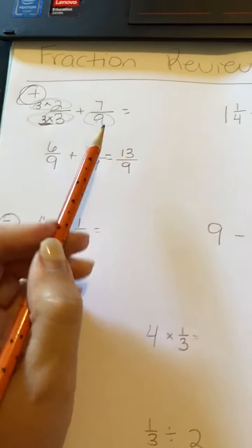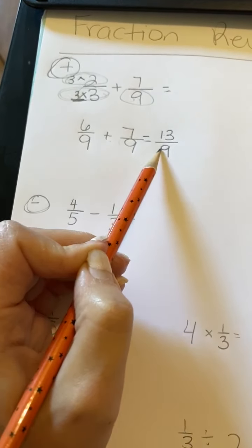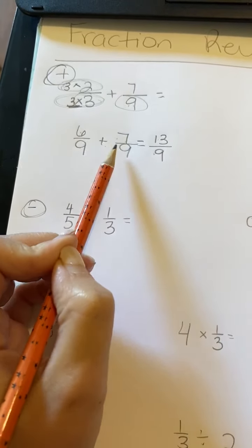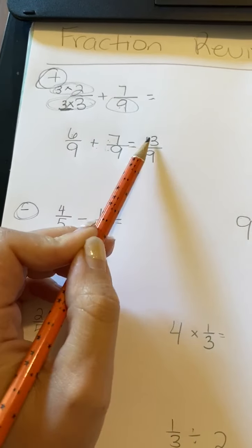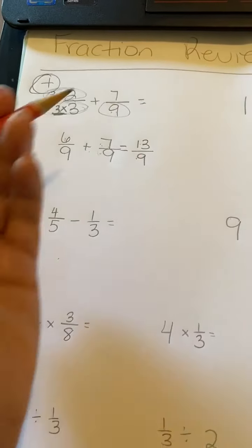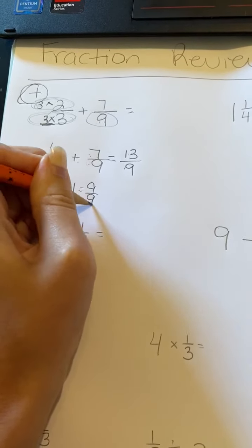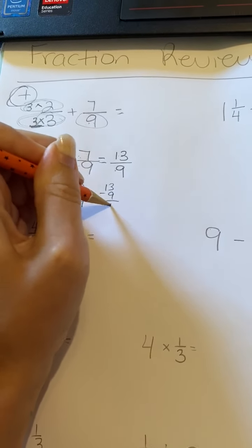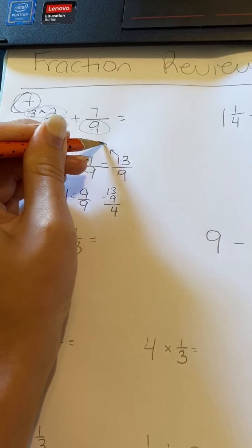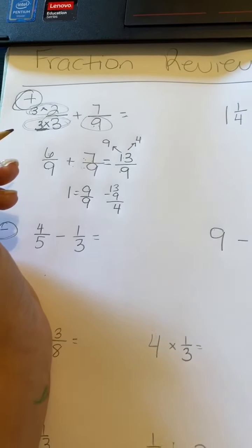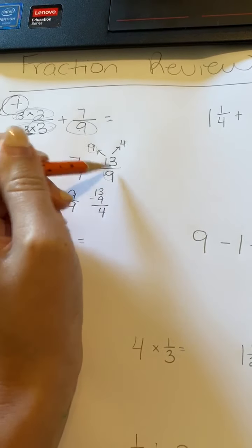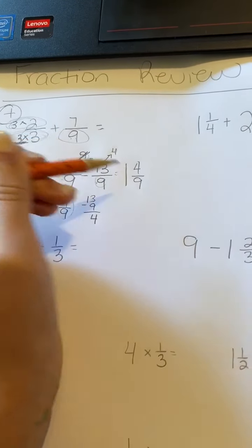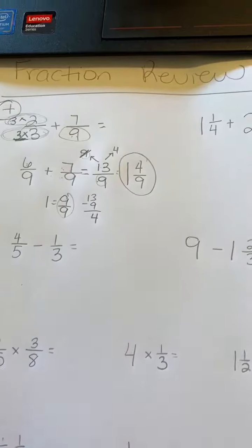Now here's where it gets tricky. I can never have my numerator bigger than my denominator. So here are fractions. Both these are examples. My numerator is smaller, my numerator is smaller. 7 is less than 9, 6 is less than 9. So I need to pull out my wholes. Well, one whole is 9 over 9. So when I take away 9, 13 minus 9, I get 4 left. So I'm splitting up 13 into 9 and 4. So I have 9 over 9, which is a whole, and I have 4 left. So the answer is 1 4/9.